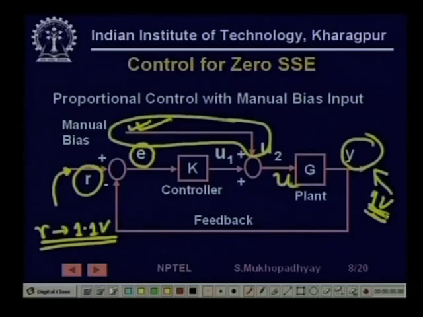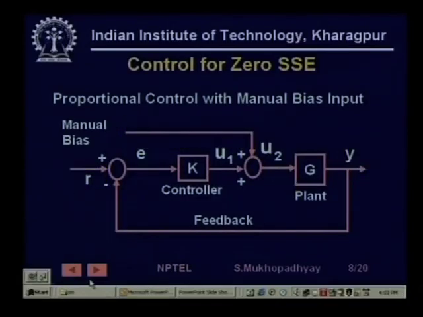The main problem is: who is going to give this input? How do we know by how much? For example, if we give 1.1 volt for 1 volt, how do we know, let us say if we want an output of 3 volts, what input we have to give, by how much? Naturally it should not require manual manipulation, it should be done automatically, right. So that brings us to the question: how can we automatically generate this bias input without any manual intervention?